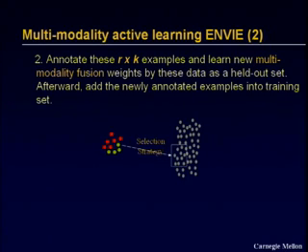And then you get the user to annotate them, and then you say, well, now that I have this annotated data, let's assume that's my held out set. I can figure out fusion weights for this held out set that the user just annotated, and then iterate that way. Does that make sense? Okay, good.